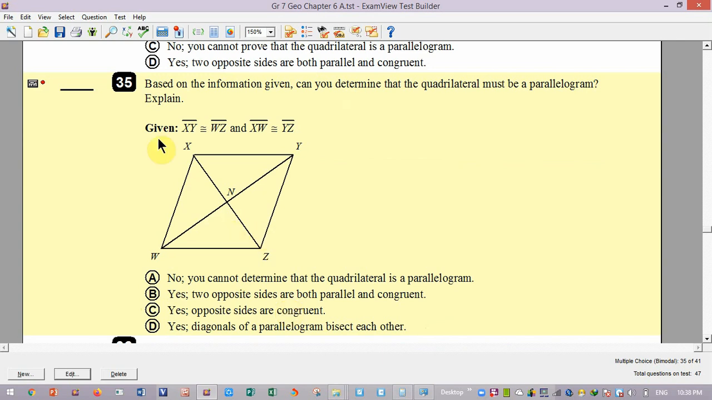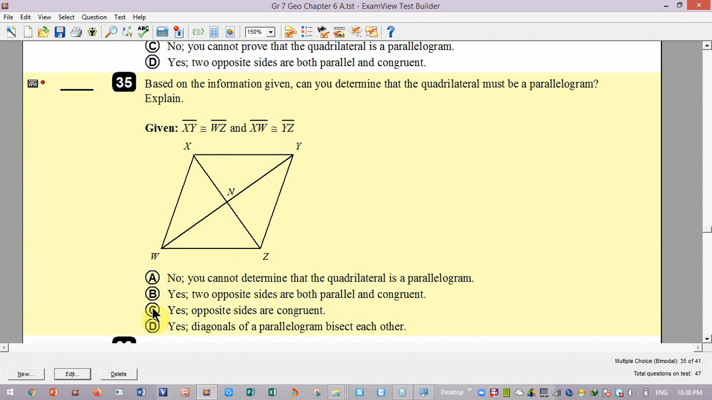35. The given is XY congruent to WZ and also XW congruent to YZ. Then this shape is a parallelogram. Of course, no. Yes, two opposite sides are both parallel and congruent. This information is satisfied here? No. Yes, opposite sides are congruent. Each opposite side is congruent. This is congruent to this and this. Yes, congruent. Yes, opposite sides congruent. Letter C.